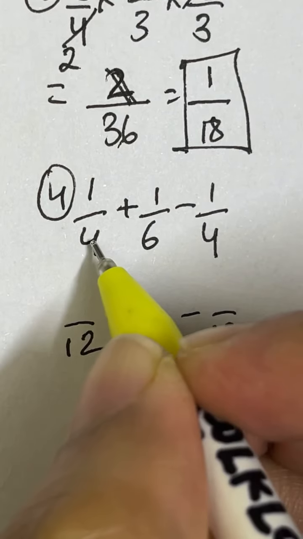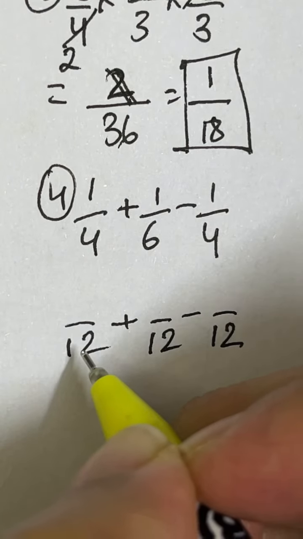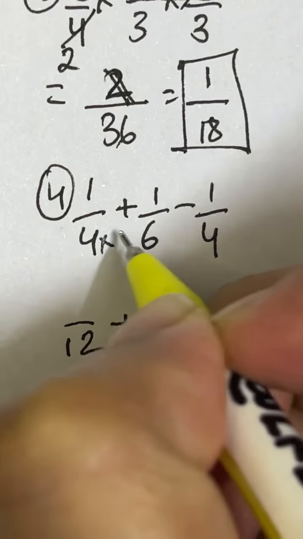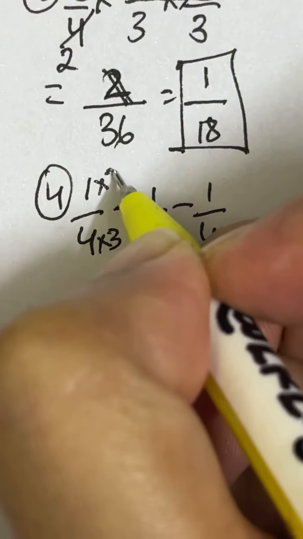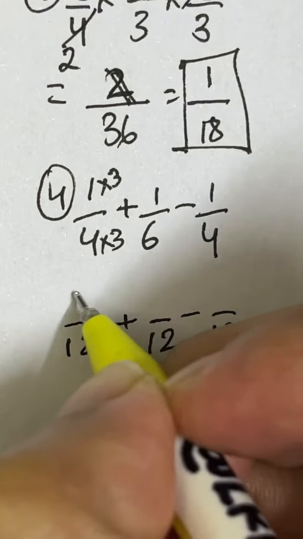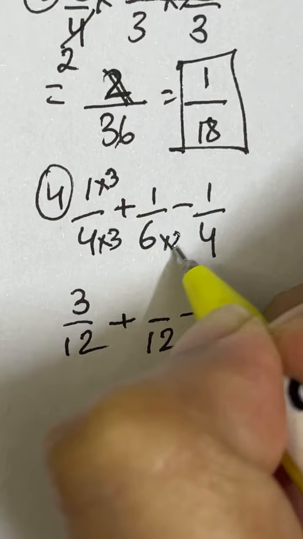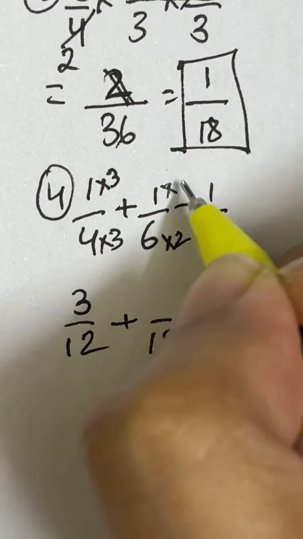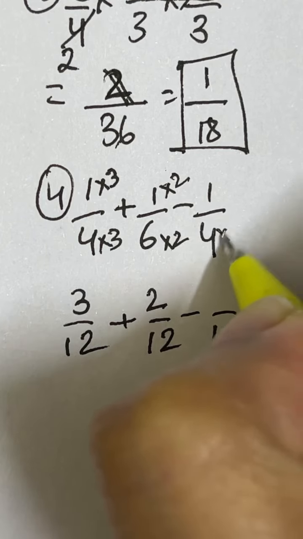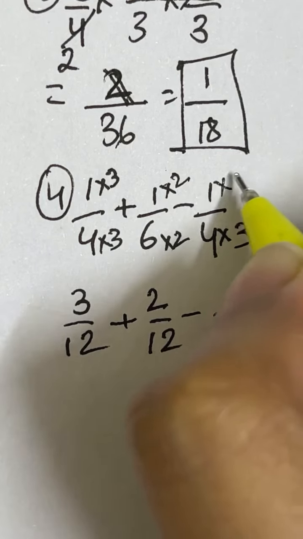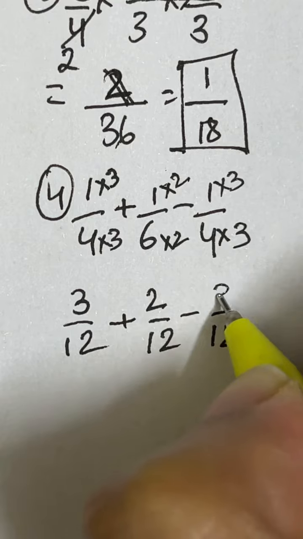Now I changed 4 to 12. How can I change it? Just multiply by 3. 4 times 3 makes 12. So same thing, I need to multiply it with the numerator. 1 times 3 is 3. 6 times 2 gives me 12. Same thing, I have to multiply here. 1 times 2 is 2. 4 times 3 gives me 12. So let's multiply it times 3. 1 times 3 is 3.